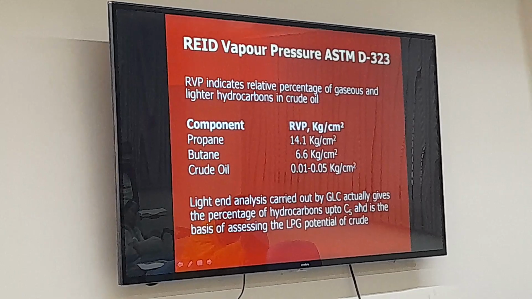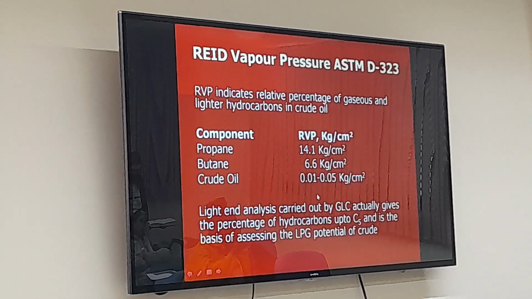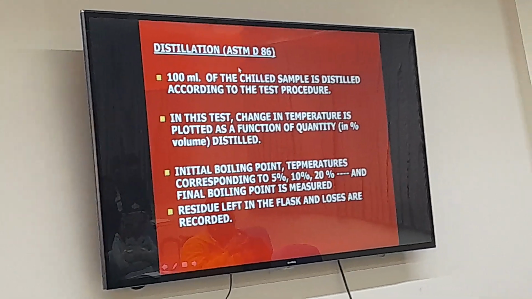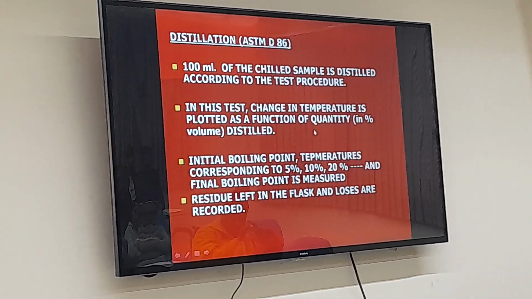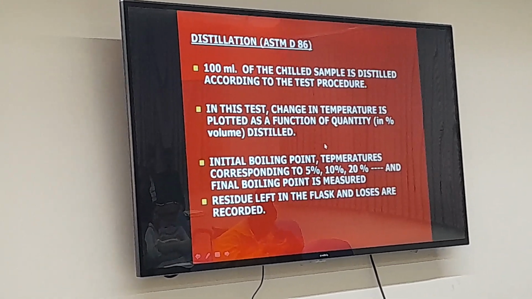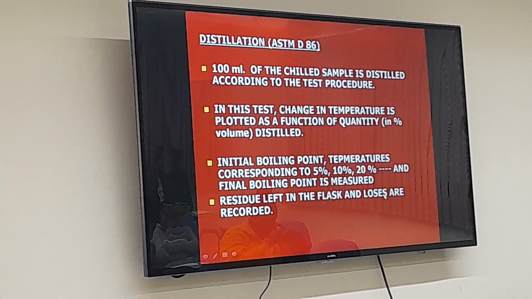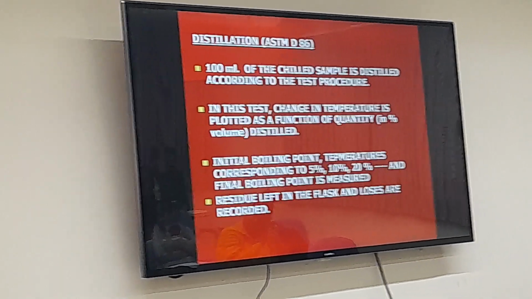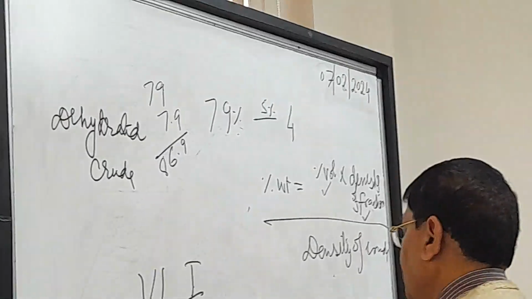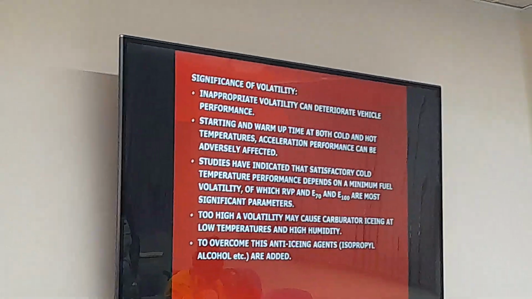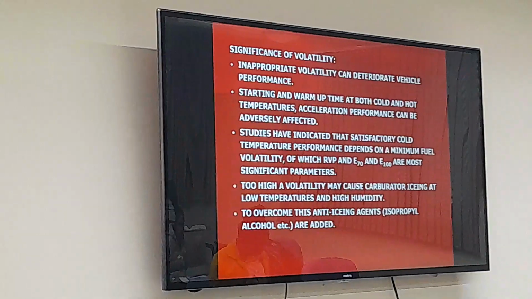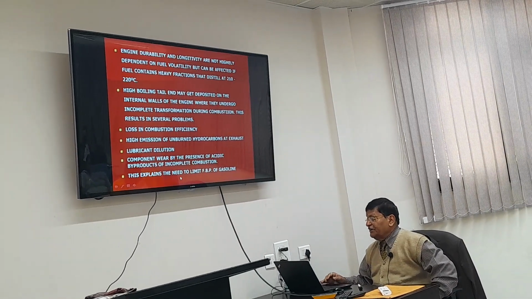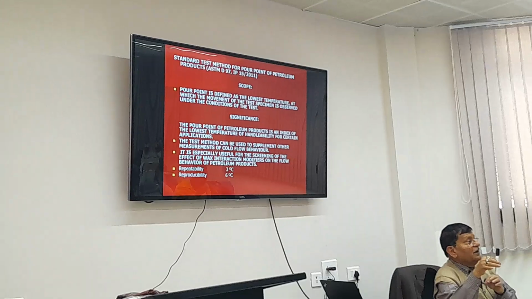Analysis carried out by GLC actually gives the percentage of the hydrocarbon distribution, which I have already discussed, for assessing the LPG potential of the crude oil. Distillation D86, already discussed. 100 ml sample, distillation rate is controlled, data getting converted into the ASTM, and residue is in the flask, and loss is the difference between the volume collected and total volume. Then the loss, and residue left, and RVP in kilogram per centimeter square. Unburned hydrocarbons are products of incomplete combustion; this explains the need to limit the FBP to 45 degree centigrade.